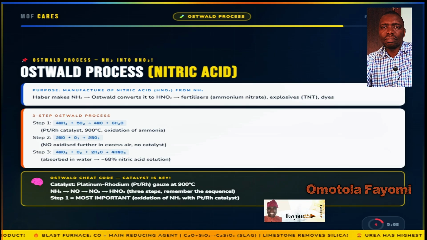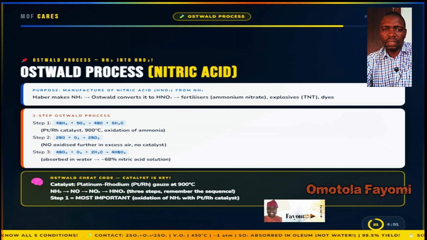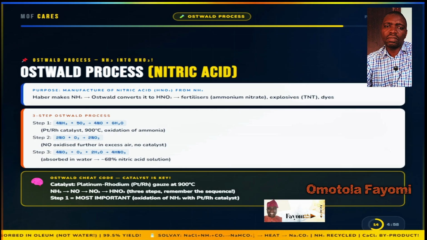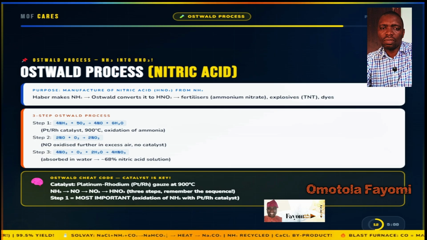The largest use is making ammonium nitrate fertilizer. HNO3 + NH3 gives ammonium nitrate, that's NH4NO3. Also used to make explosives like TNT, RDX, dynamite by nitration of organic compounds, synthetic dyes, and in pharmaceutical manufacturing.